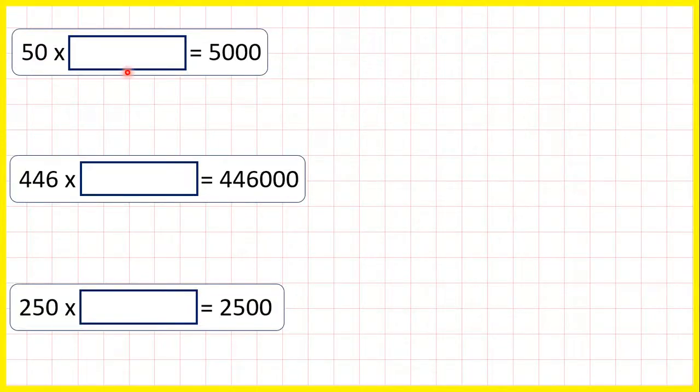50 times what is 5,000? Well, if we look closely at the number 5,000, we can see the first two digits we have 50 and then we have two zeros on the end. Now we know that when we multiply by 100, because there's two zeros, if it's a whole number, we can just put two zeros on the end. So 50 times 100 is 5,000.